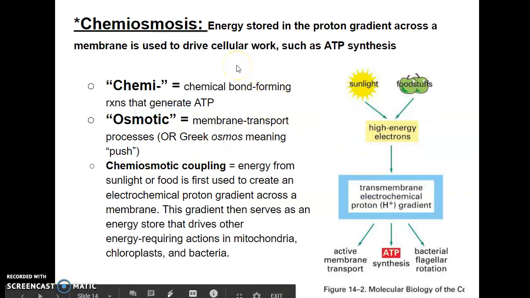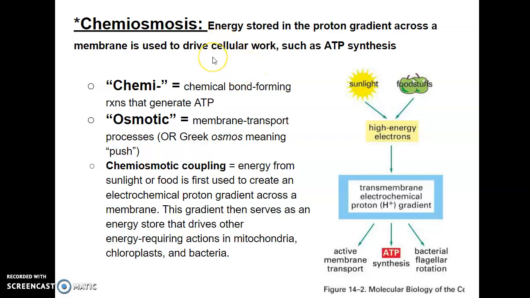Okay, so then chemiosmosis is again similar between the mitochondria and the chloroplast, but what I mean by that is you see the process in both the chloroplast and the mitochondria. So chemiosmosis is where energy stored in the proton gradient across the membrane is used to drive cell work, and more specifically used to drive ATP synthesis, but that's not the only thing that it can be used to drive.